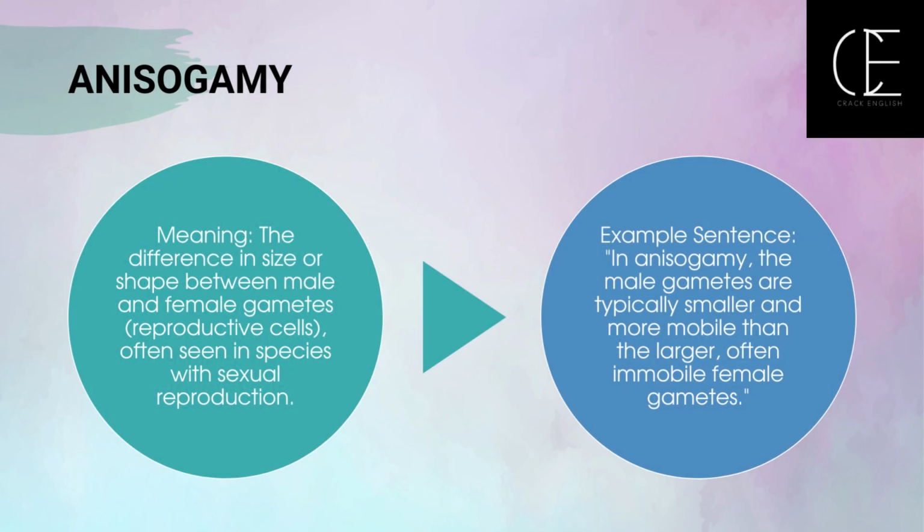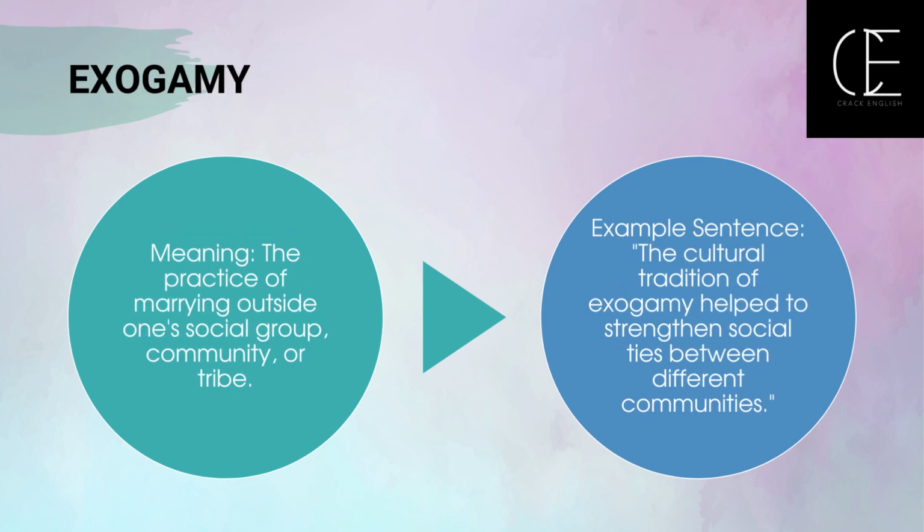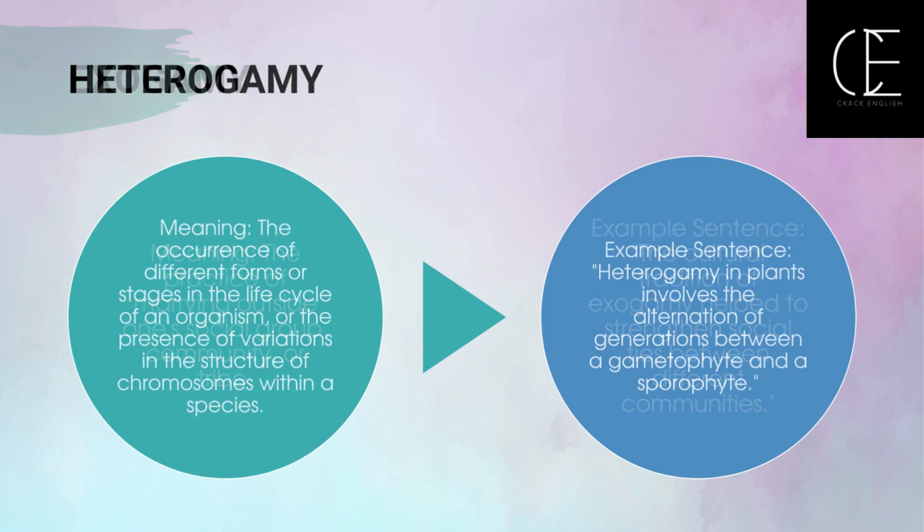Anisogamy, meaning the difference in size or shape between male and female gametes, reproductive cells, often seen in species with sexual reproduction. Example sentence: In anisogamy, the male gametes are typically smaller and more mobile than the larger, often immobile female gametes. Exogamy, meaning the practice of marrying outside one's social group, community, or tribe. Example sentence: The cultural tradition of exogamy helped to strengthen social ties between different communities.